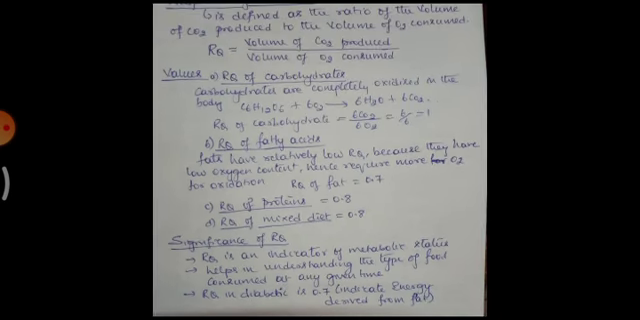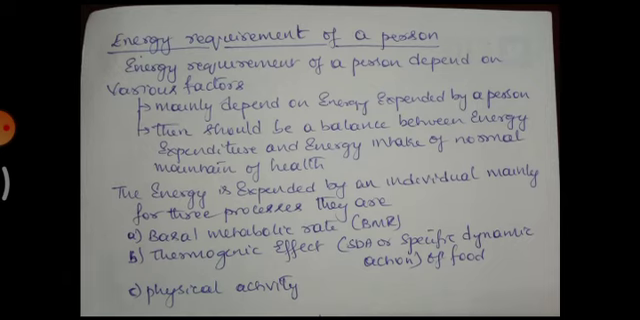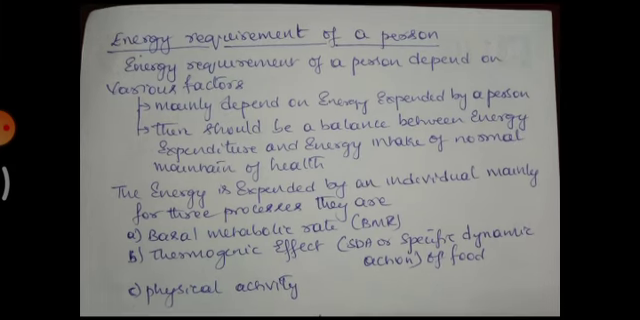So next is the energy requirement of a person. The energy requirement of a person differs from person to person according to various factors. The energy requirement of an elephant is different from that of a cow, because even though both are animals, the elephant's size is bigger and the cow's size is smaller. The elephant eats more food compared to a cow.